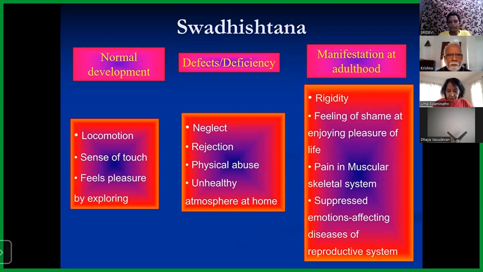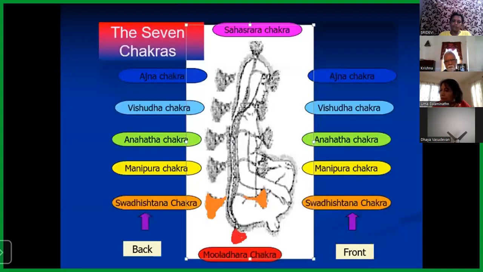So this picture actually shows what to expect in the child, or what are the emotional disturbances that occur at the stage when the child is developing Swadhisthana chakra, and what emotional aspects are manifested when he becomes an adult. So just see this picture. The red color bud flower is the Mooladhara chakra.